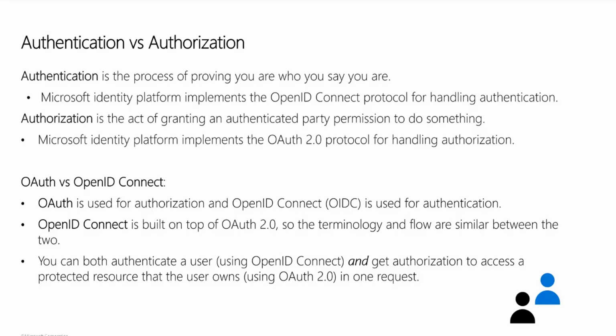Authorization is the act of granting an authenticated party permission to do something. It specifies what data you're allowed to access and what you can do with that data. Authorization is sometimes shortened to AuthZ. Microsoft Identity Platform implements the OAuth 2.0 protocol for handling authorization.